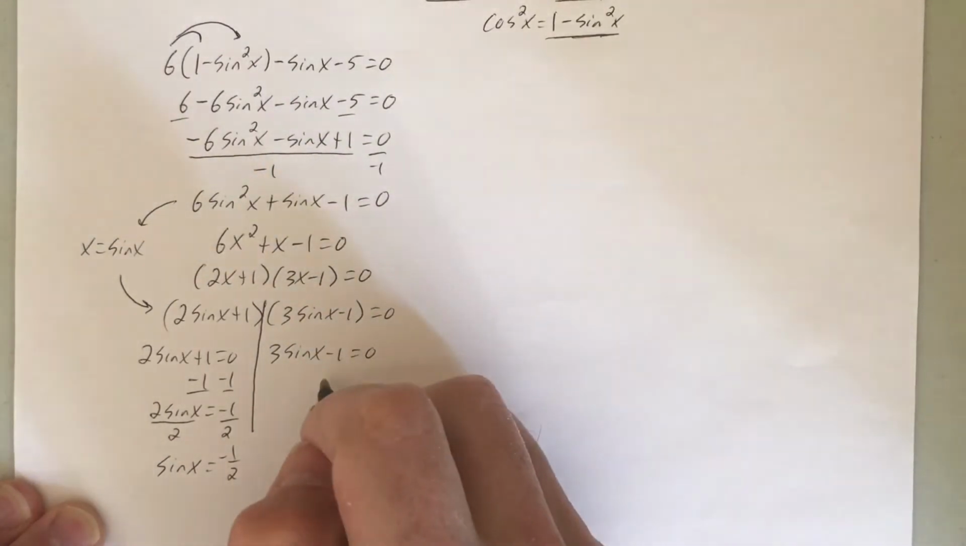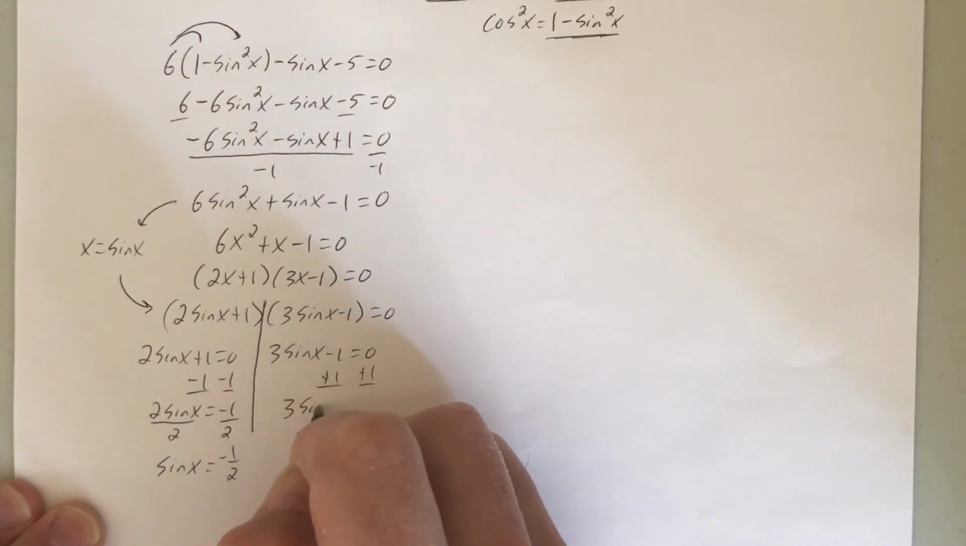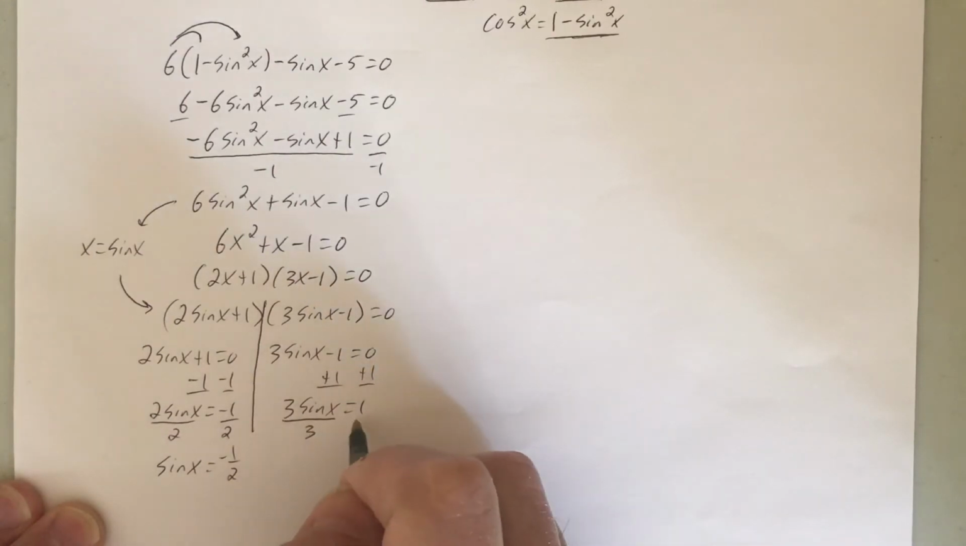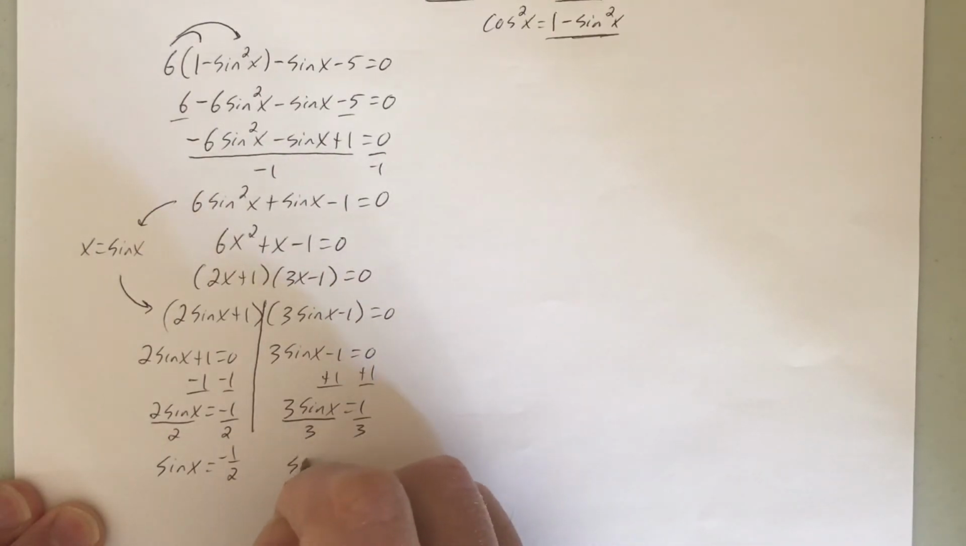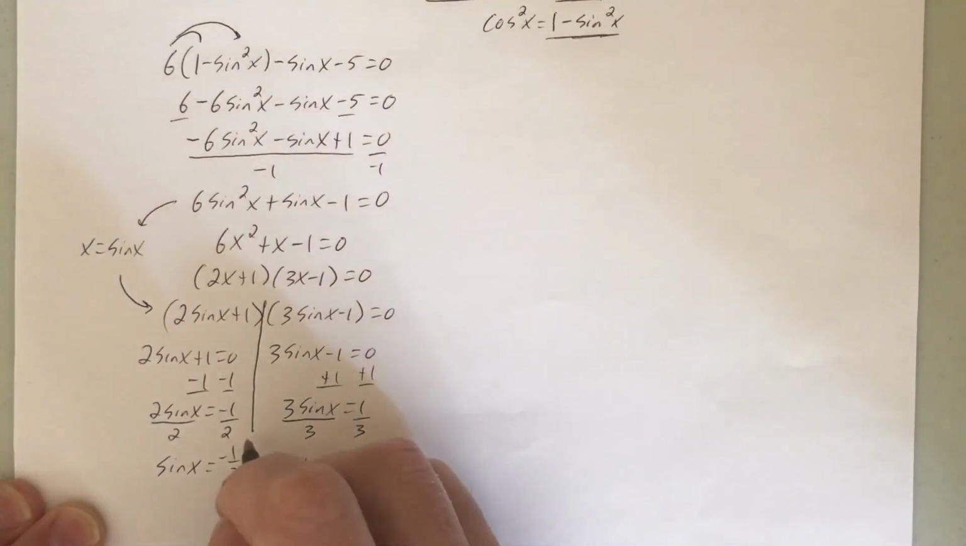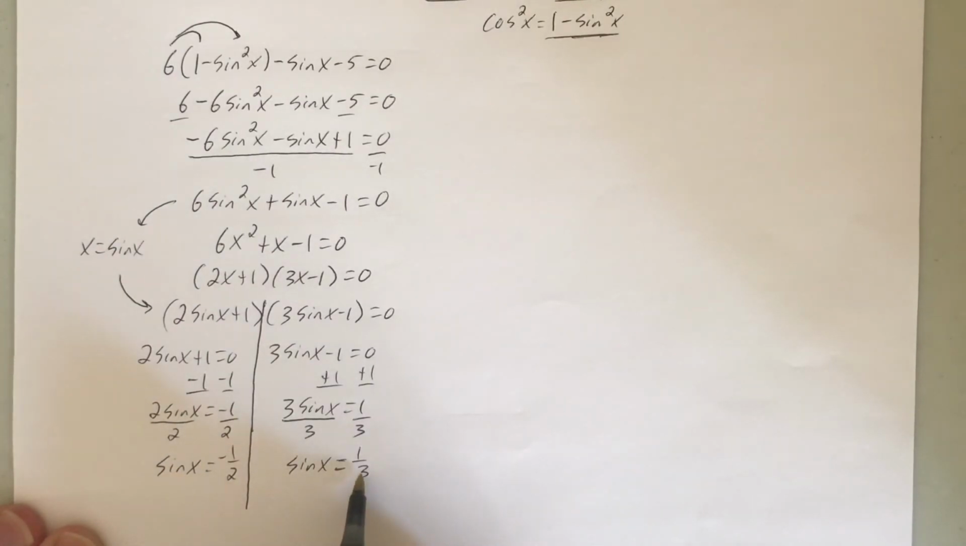And then over here, I'm going to add 1. So 3 sine x is equal to 1. And then divide by 3. And you get sine x is equal to 1/3. So now what we need to do is figure out when is sine x equal to -1/2 and when is sine x equal to 1/3.